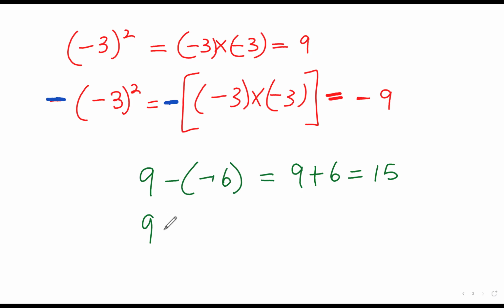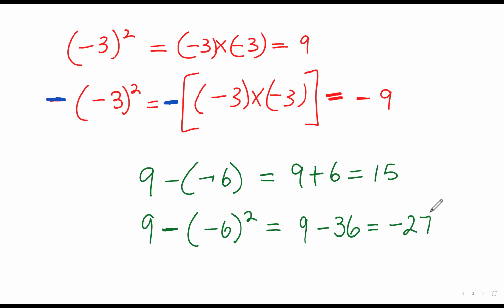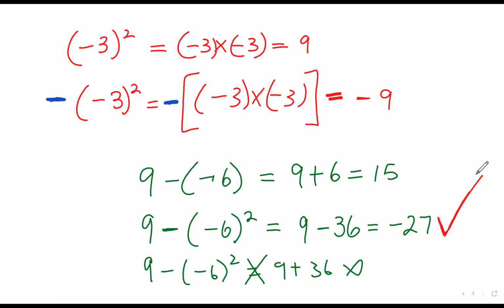But if you had 9 take away -6 all to be squared, you would have to work out -6 all to be squared first, right? So you'll end up with -6 all to be squared is 36. And that would give me 9 take away 36, which is -27. So I need you guys to be mindful of that, okay? 9 take away -6 squared is not 9 plus 36. This is wrong, okay? This is correct.